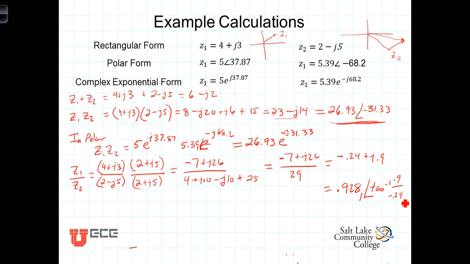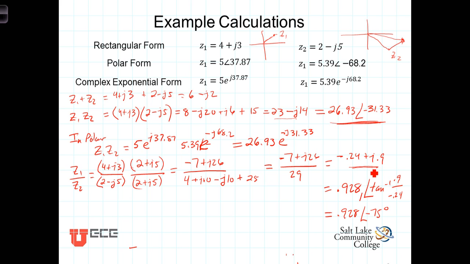Now, the arctangent button on your calculator returns a value between plus or minus pi halves, or plus or minus 90 degrees. This becomes ambiguous. To find out what the actual angle is, you take the arctangent of 0.9 divided by negative 0.24, and you come up with a negative 75 degrees. So this turns out to be 0.928 angle negative 75 degrees. But that's not exactly right.